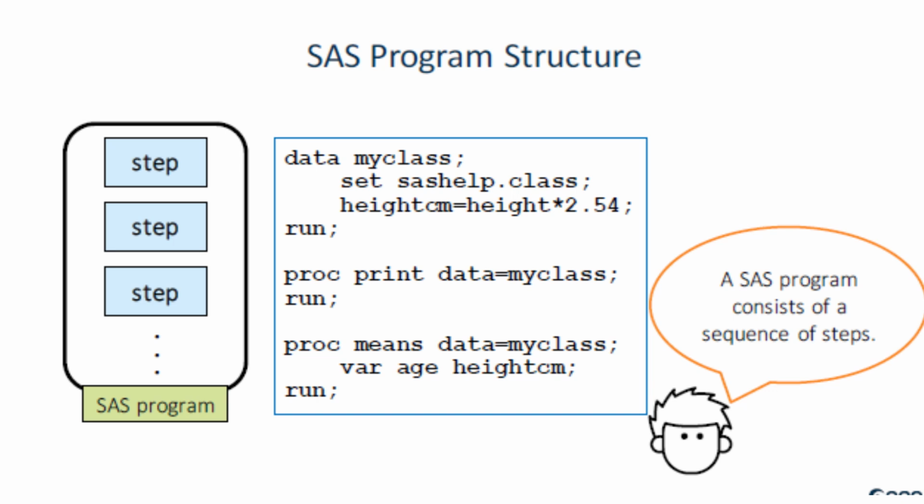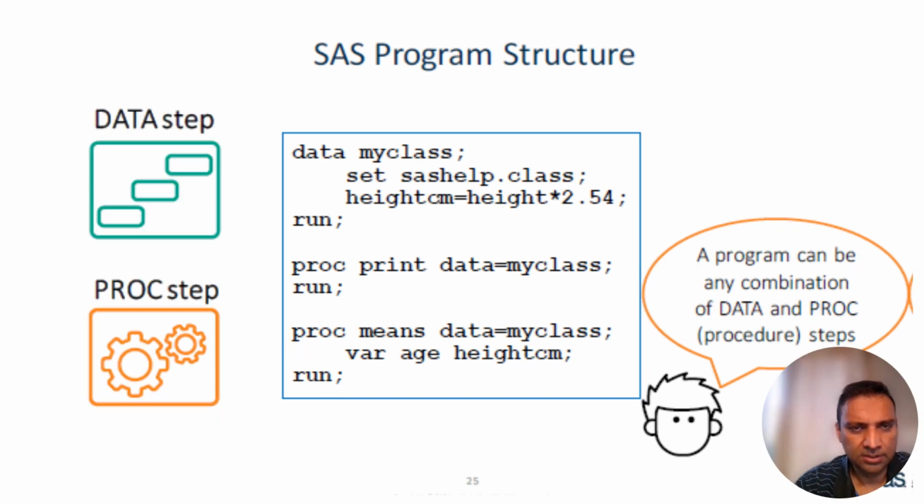At the core of all the SAS is the SAS programming language. A SAS program consists of a sequence of steps. SAS programming has mainly two types of steps, a data step or a proc step. The data step normally results in changes in the data itself. For example, if you want to create a new variable by multiplying two existing variables, or you want to convert an existing variable to a different unit, that's where we will use the data step.